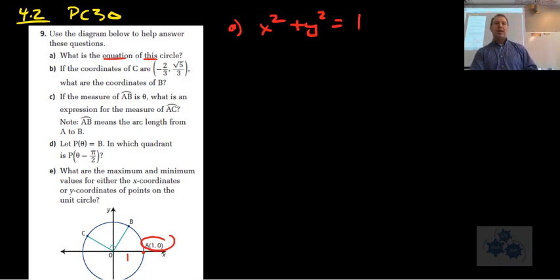All right. B, if the coordinates of C were negative 2/3 and root 5 over 3. Now you may think, I haven't seen that on the unit circle. I don't know what significance those hold. Doesn't really matter. The coordinates are for this point right here. So negative 2/3 and root 5 over 3. Okay, I'll just jot them down there. And it says, what are the coordinates of B then?